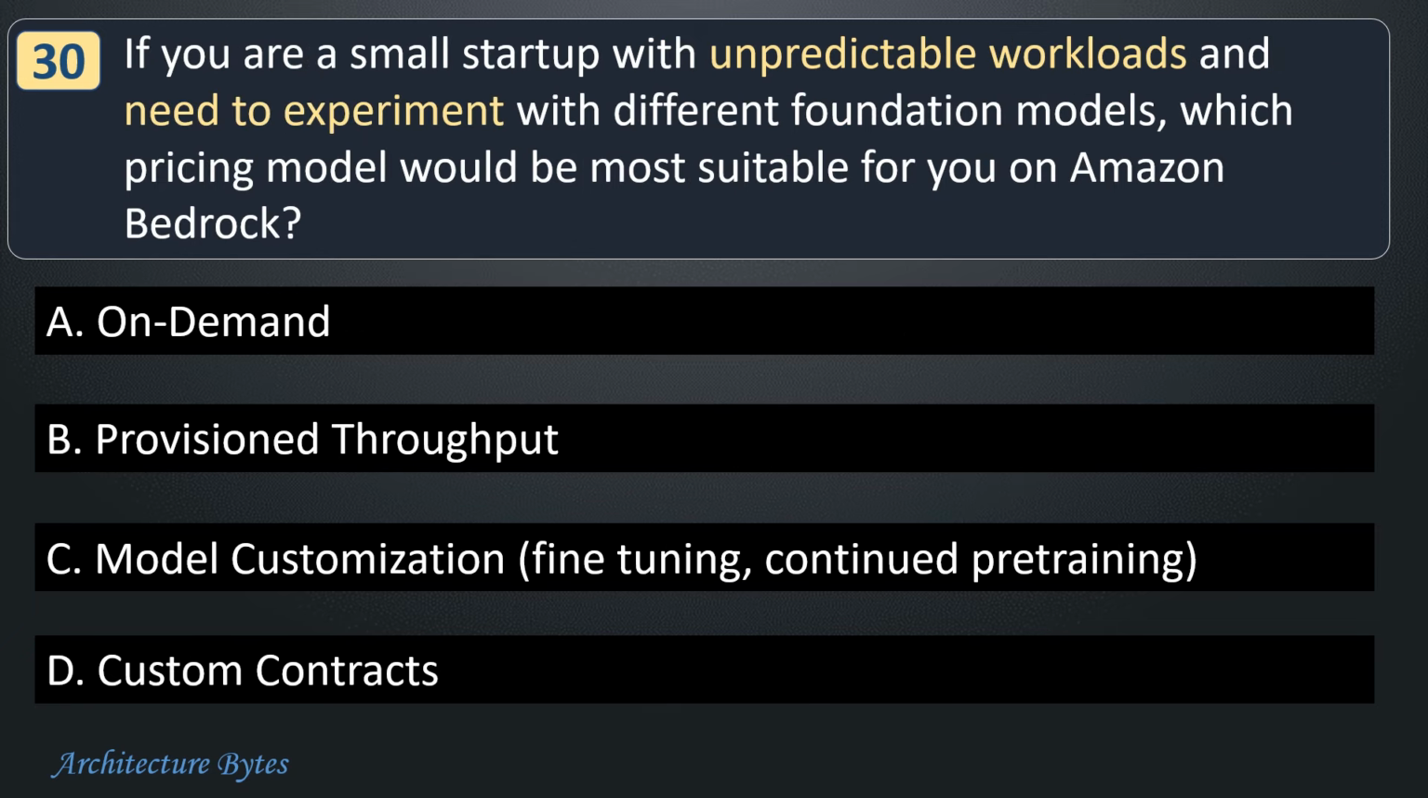If you are a small startup with unpredictable workloads and need to experiment with the different foundation models, which pricing model would be most suitable for you on Amazon Bedrock? Option A, on demand. B, provision throughput. C, model customization. D, custom contracts.